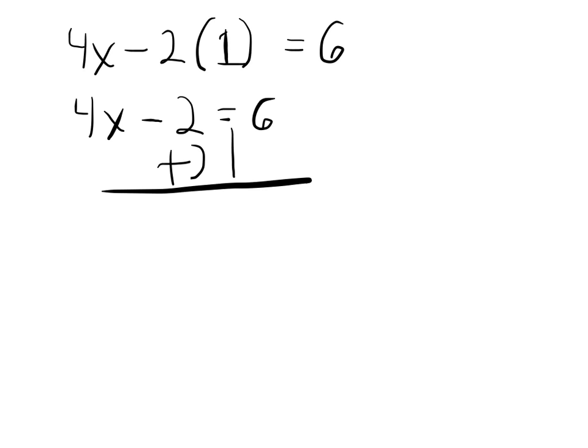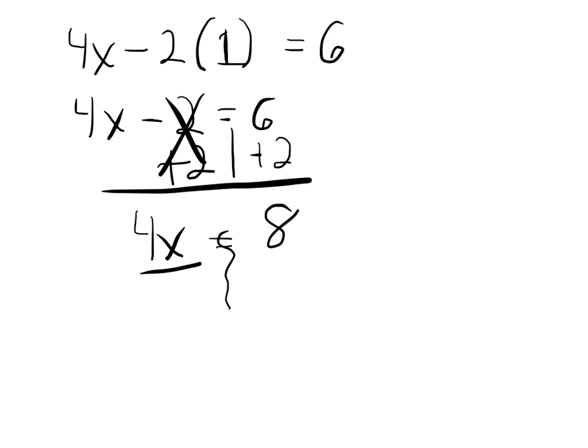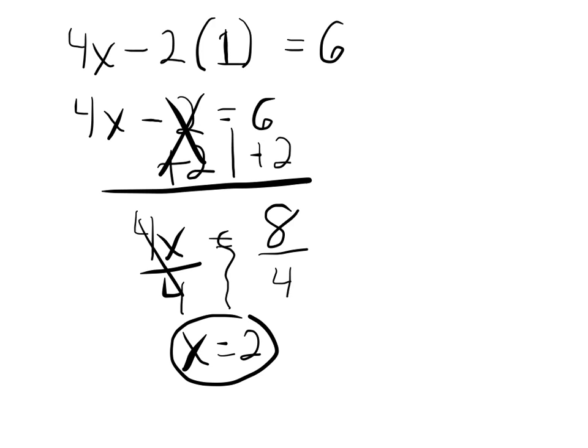So I need to add 2 to both sides. Bring down the 4x. That cancels. Equals 8. Divide by 4, divide by 4. Cancels. x is equal to 2. So when you combine your x and your y, the x is 2 and the y was 1. Okay, so we just solved it.